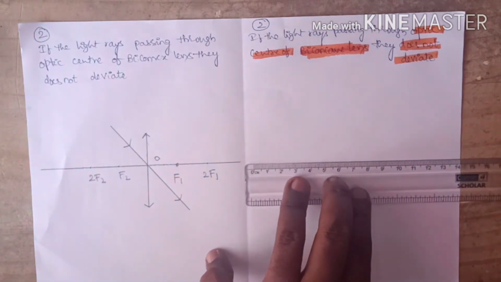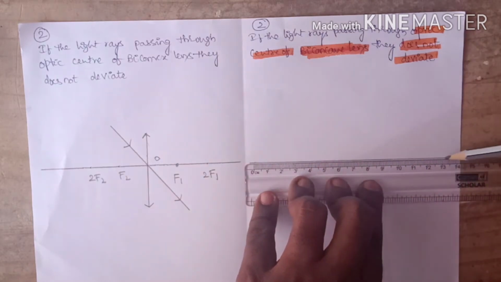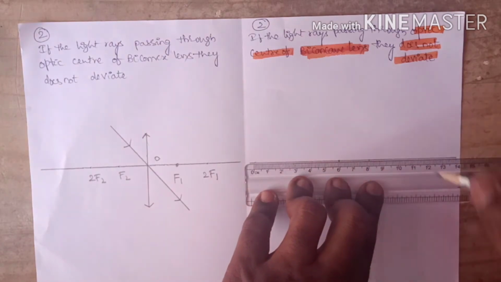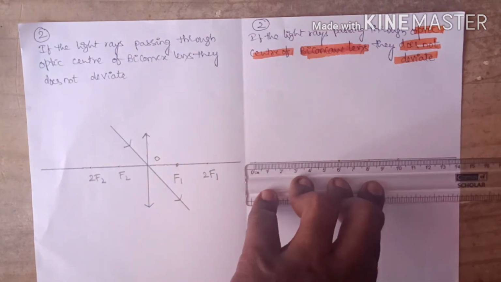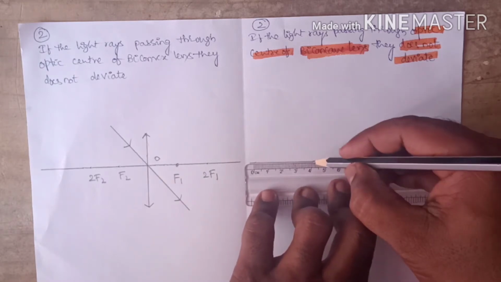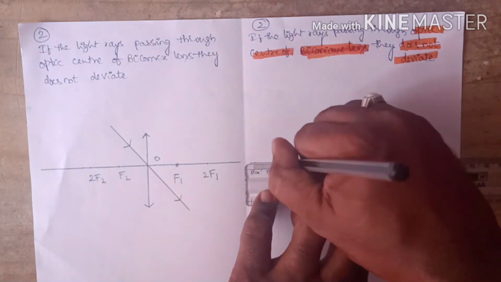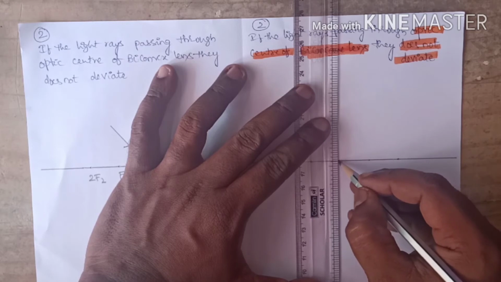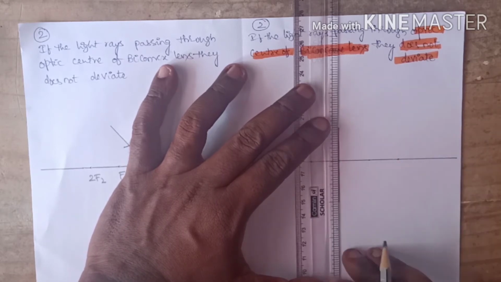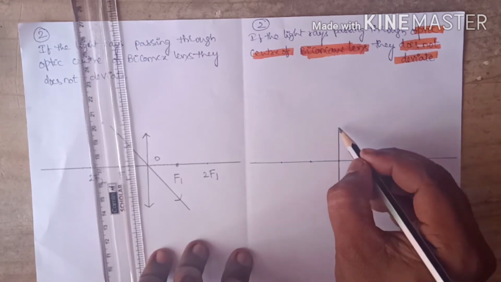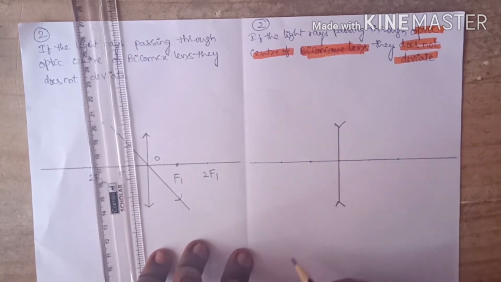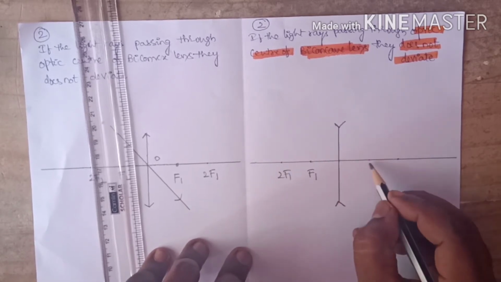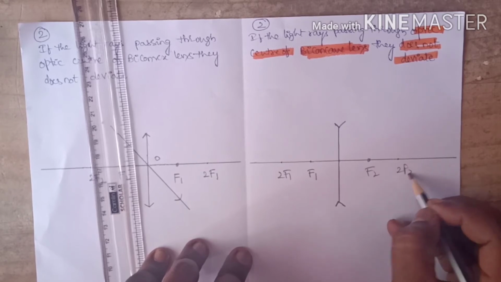For that purpose, we should draw the principal axis at first, then identify the center point. From the center point onwards, identify the points which are at equidistance. Here in this case, I am considering 2 centimeters each. Why? Because to get the ray diagram in an accurate manner. The center point is considered as the optic center. At the optic center, draw the biconcave lens. In this biconcave lens, this side F1 and 2F1, F2 and 2F2.